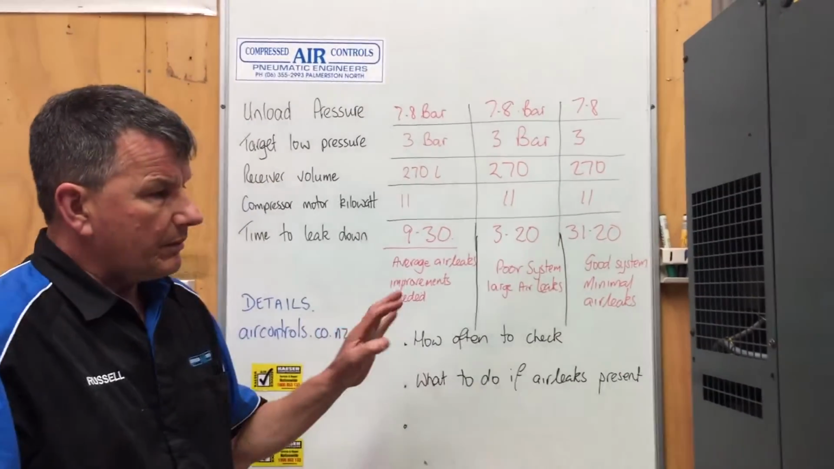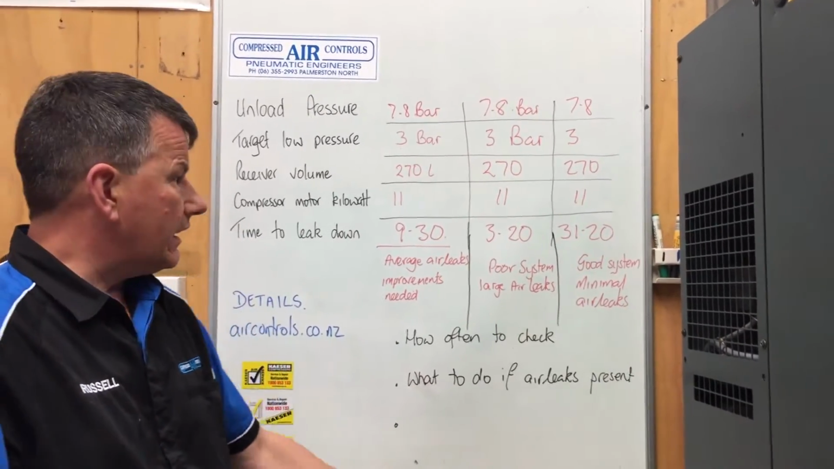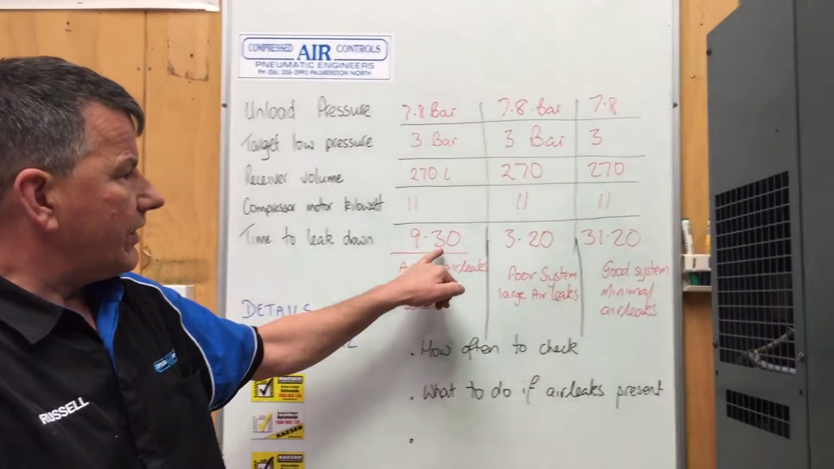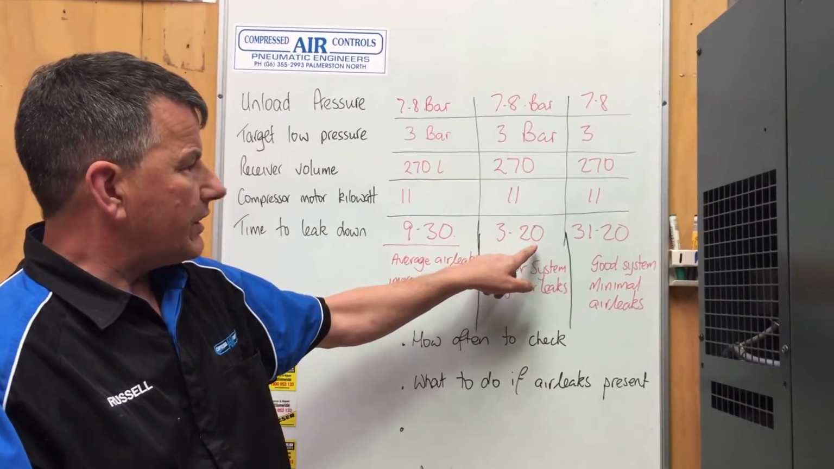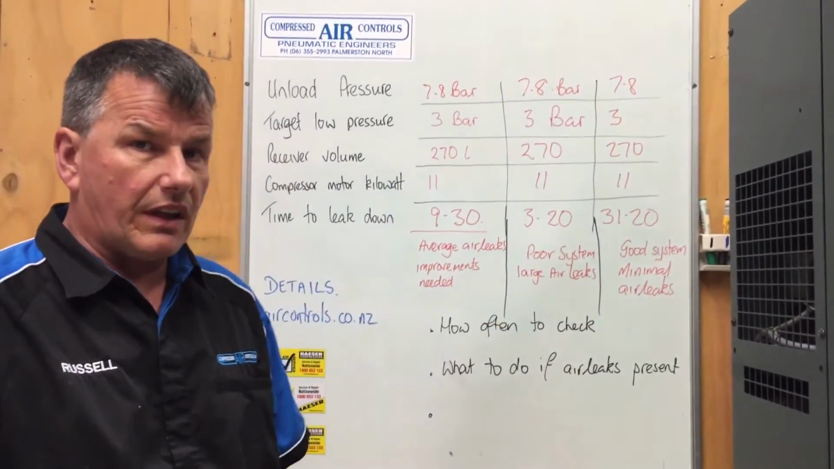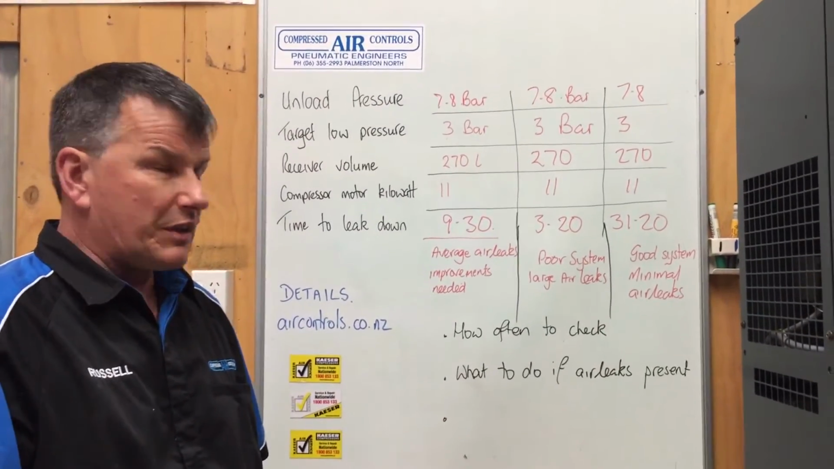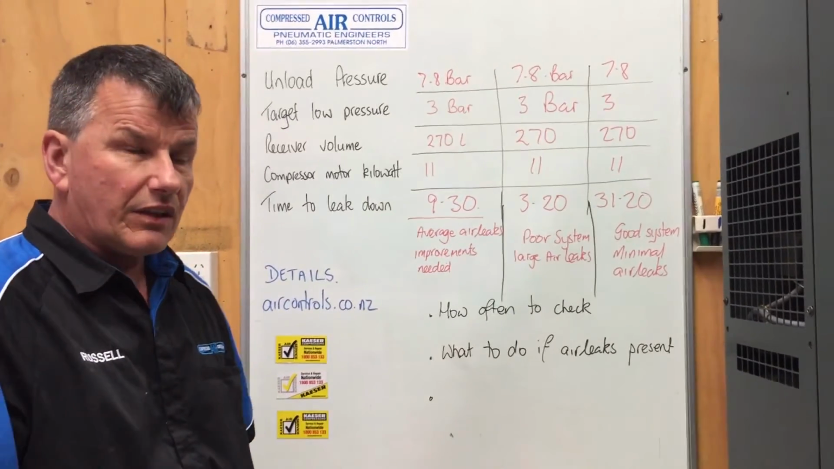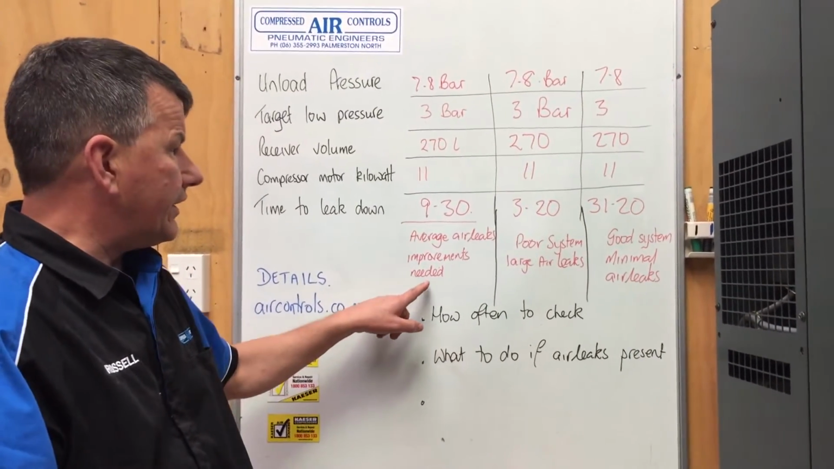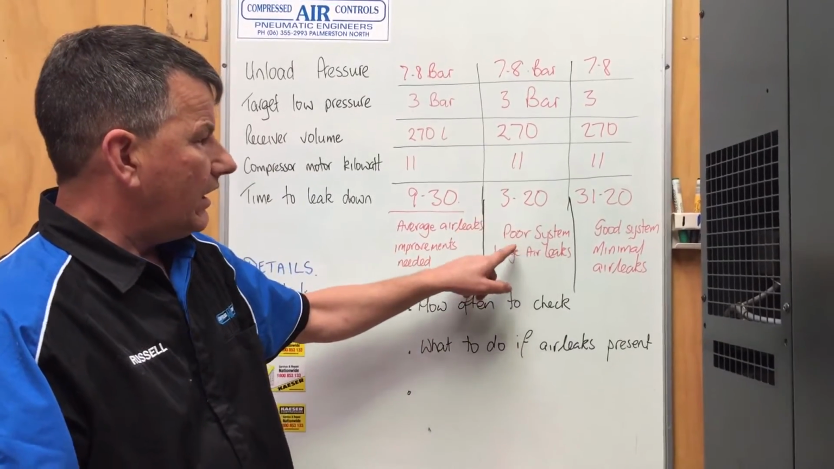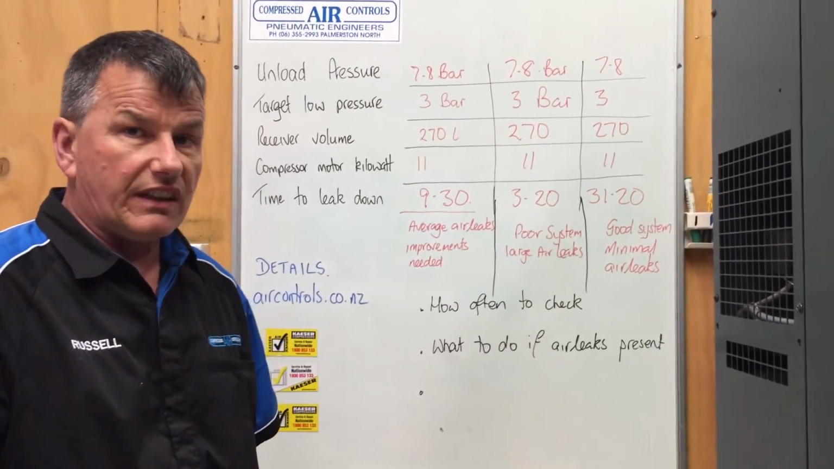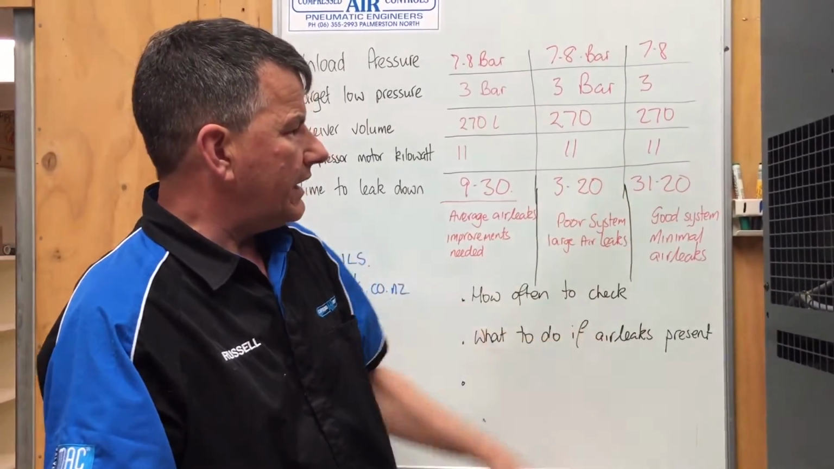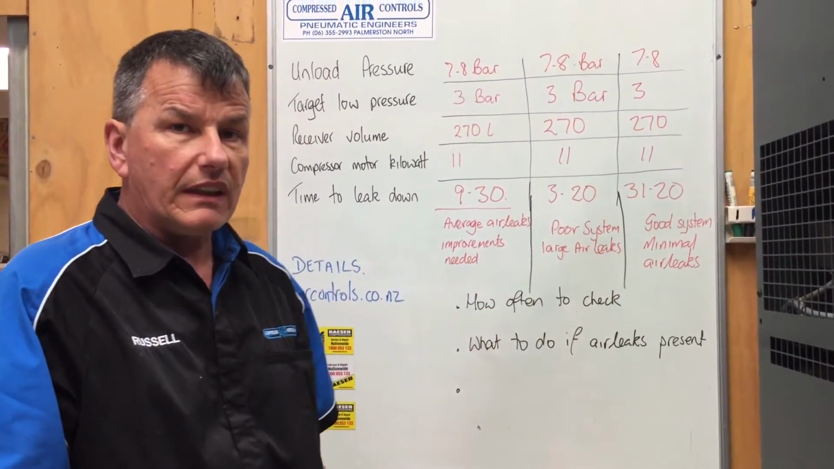Okay, we've simulated 3 different levels of air leak. We've established 3 different times. So our first one at 9 minutes and 30 seconds, one at 3 minutes 20, one at 31 minutes 20. So that's around the times you would expect. 9 minutes 30, average air leaks, improvements needed. There's most probably audible air leaks going through the factory. 3 minutes 20, you've got a very poor system, there's large air leaks, so you need to do something urgently. 31 minutes 20, good system, minimal air leaks.